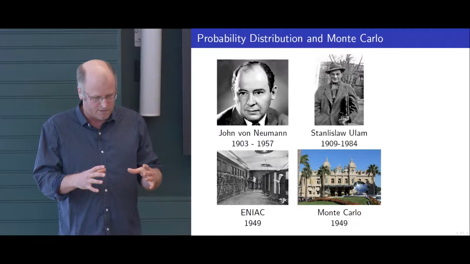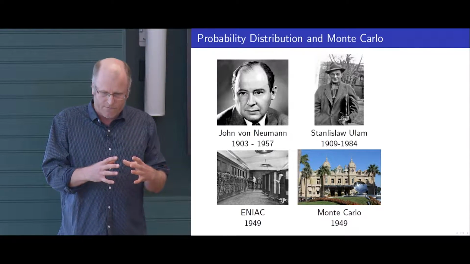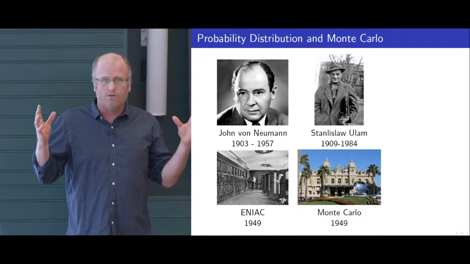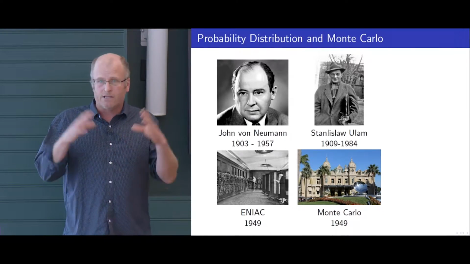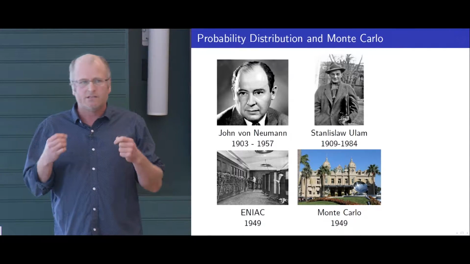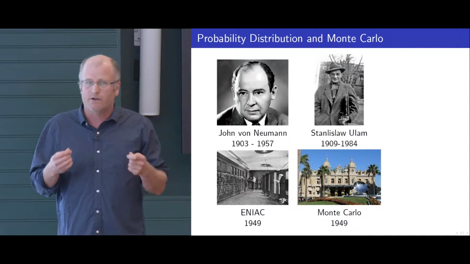And they came up with this idea. In order to figure out what's going to happen when you detonate an atomic bomb, the bomb goes off, and there's this huge chain reaction that happens. And it's uncontrollable. It happens very fast. And it's highly nonlinear. So you can't apply traditional physics. You can't do it analytically. You can't figure out what's going to happen.